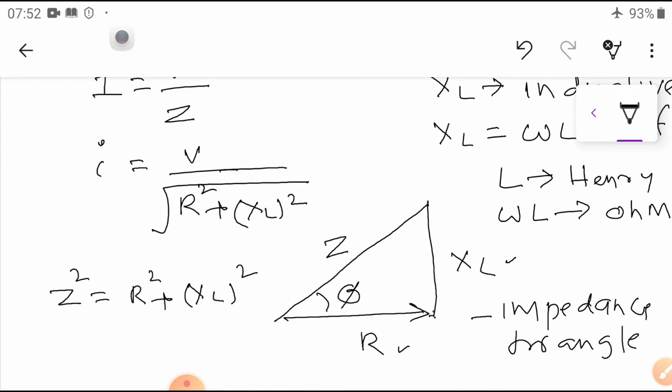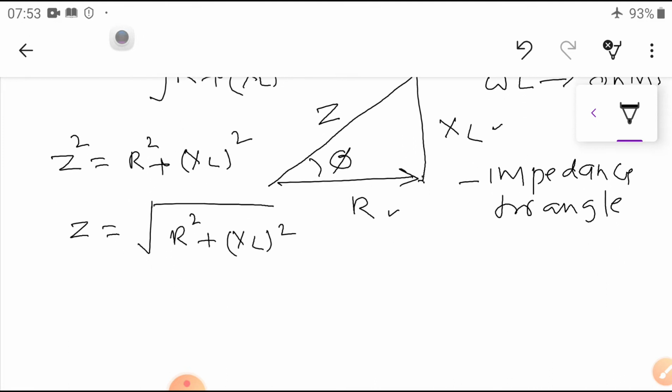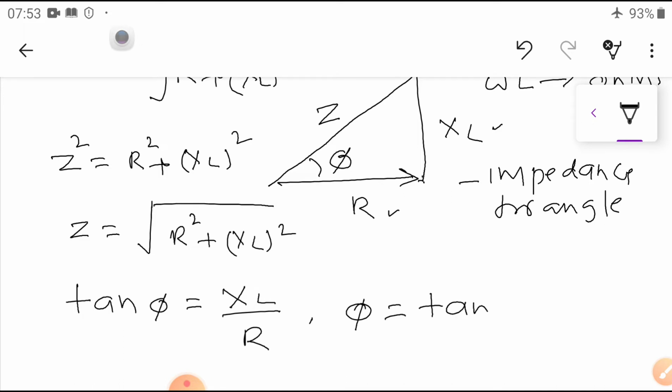This we know. I want the Z. So Z is equal to the magnitude, I require the root of R whole square plus XL whole square. Okay, this is the magnitude, the impedance value Z I required. Suppose I want the phase angle. So what is tan phi? Tan phi is equal to XL by R, sin theta by cos theta. So I require the phi angle, for example. Phi is equal to tan inverse of XL by R.